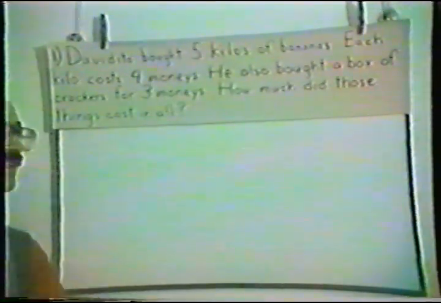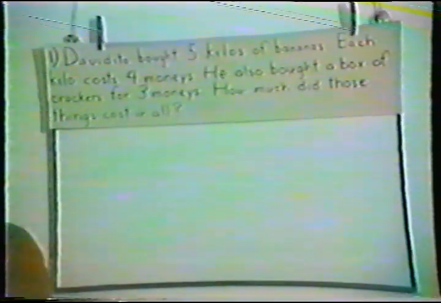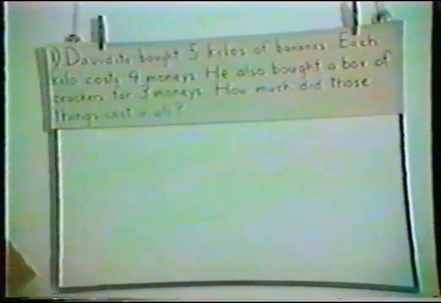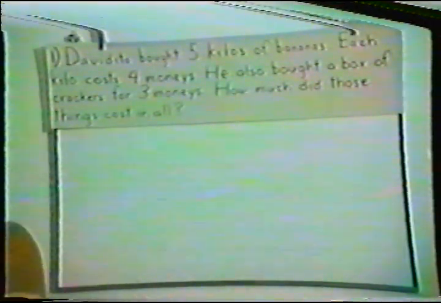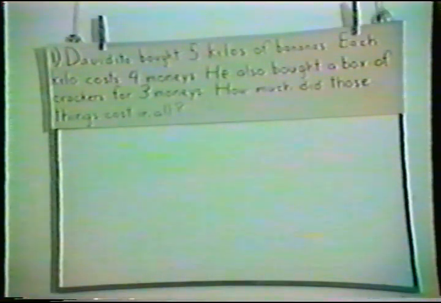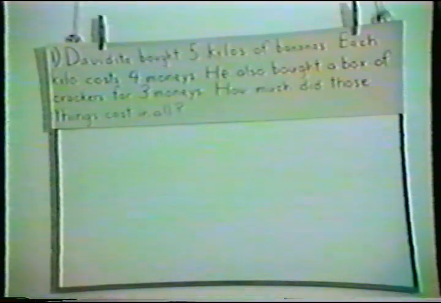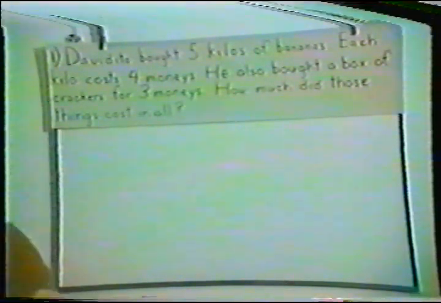We are again. Problem number 1. Davidito bought 5 kilos of bananas. Each kilo cost 4 monies. He also bought a box of crackers for 3 monies. How much did those things cost in all?